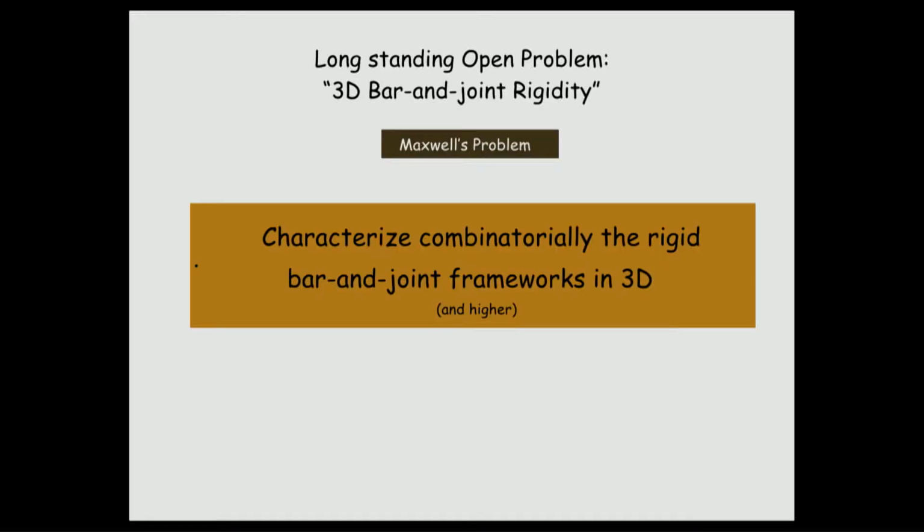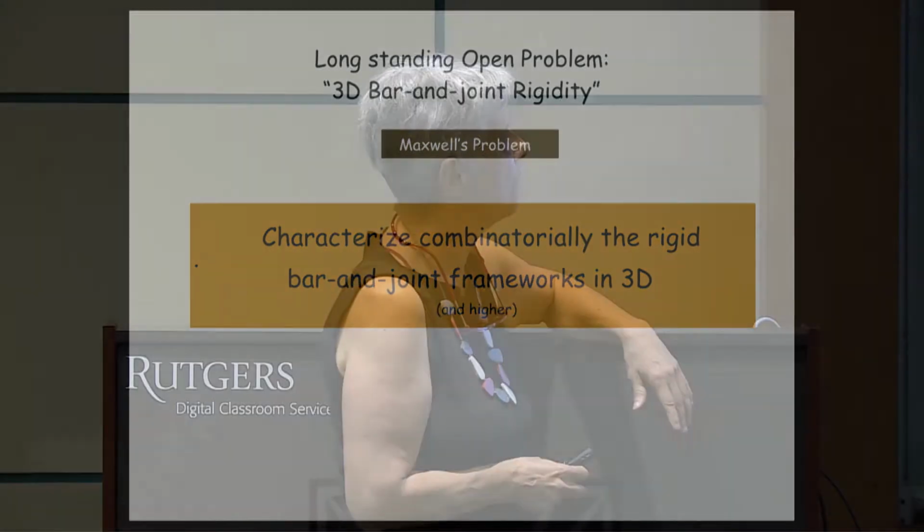But here's what I believe to be one of the most conspicuous, long-standing open problems in rigidity theory. We refer to it as the Maxwell problem, the 3D bar and joint rigidity. Can you characterize combinatorially the rigid bar and joint frameworks in dimension 3 and higher? Sparsity, 3n minus 6 sparsity, is a necessary condition, but is not sufficient. So let me quickly tell you what is known about that.